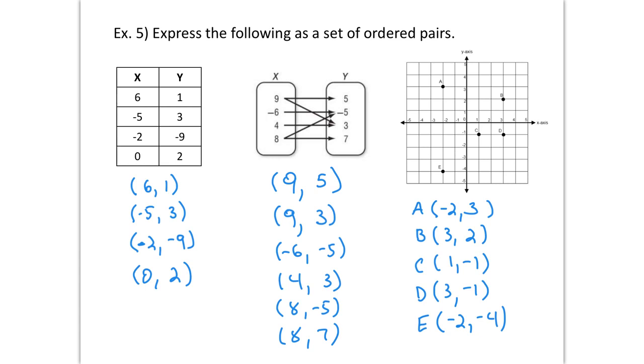Now remember, a relation is just a list of ordered pairs. So ordered pairs, this is a relation. Ordered pairs, this is a relation. Ordered pairs, this is also a relation. Now when you have those ordered pairs, you can make a graph, you can make mapping, and you can do a table.